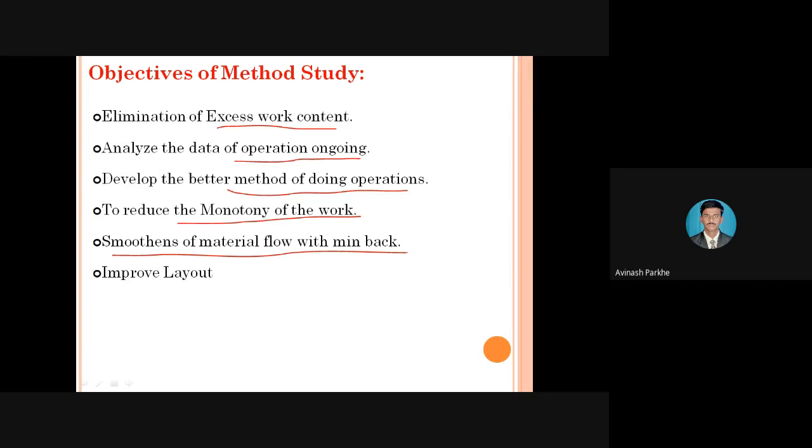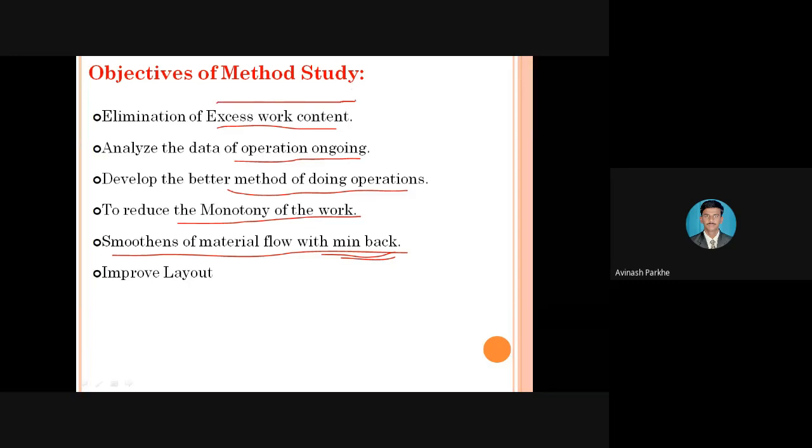Sometimes it is possible, as per the requirement of the products, to come from workstation number 5 to workstation number 1. But that repetitive movement should be less, or in a minimum condition. So smoothness of the material flow with minimum backtracking. Try to avoid such repetitive movements or back positions.